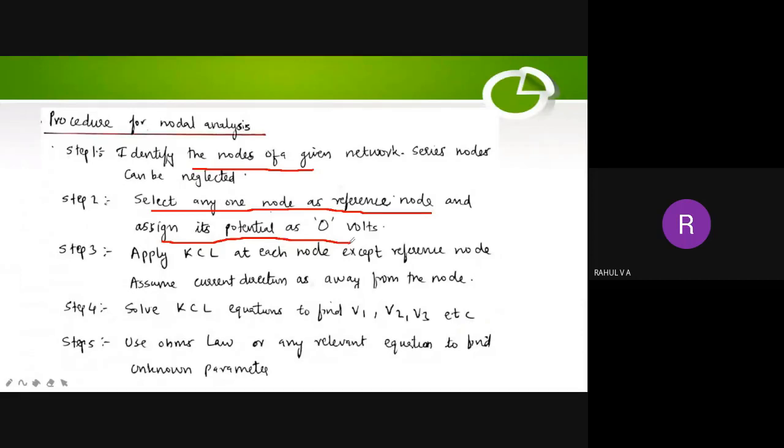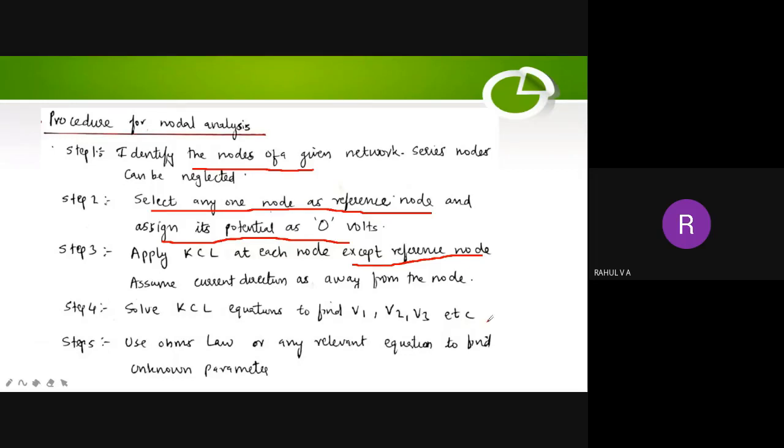Normally the node which is connected to the negative terminal will be assumed as reference node. So no need to confuse about that. A node which is connected to negative terminal of the supply is assumed as reference node. Then you apply KCL except reference node. No need to apply for reference node, except for all other nodes you apply KCL, Kirchhoff current law. That is, current entering the node is equal to current leaving the node.